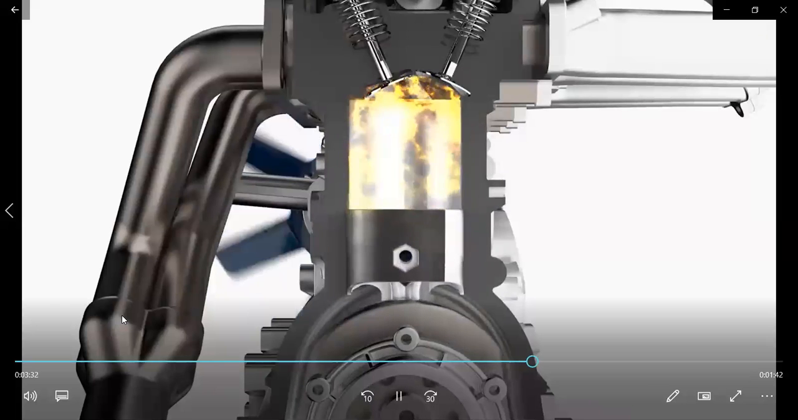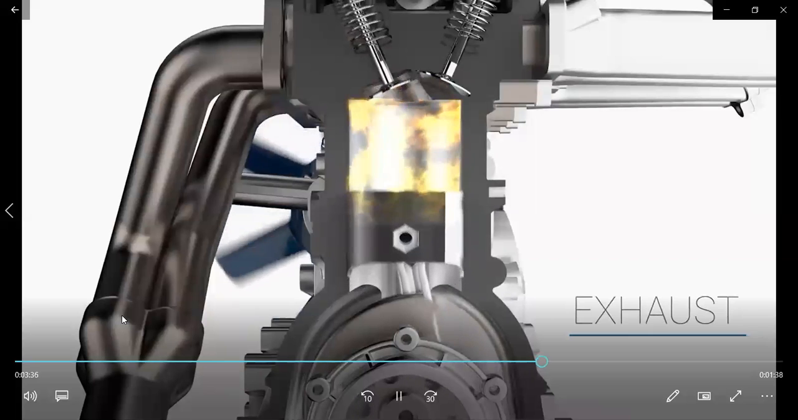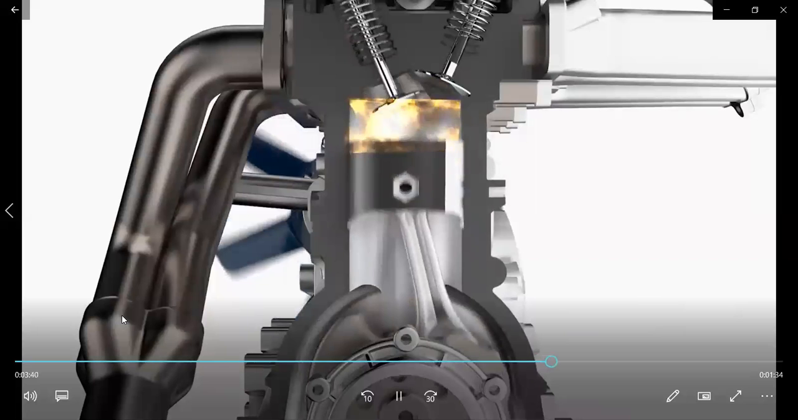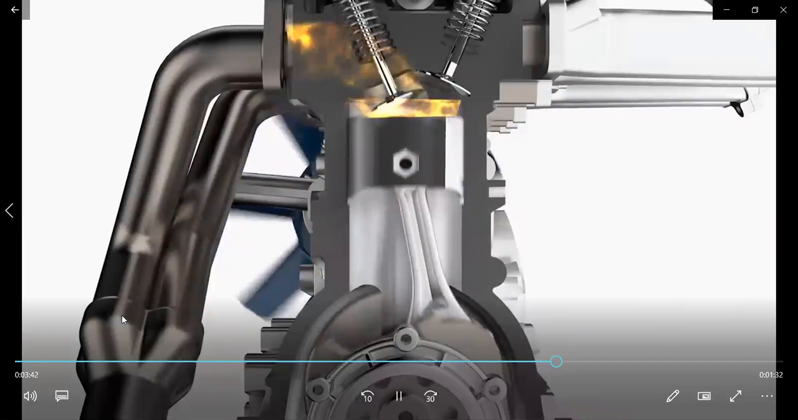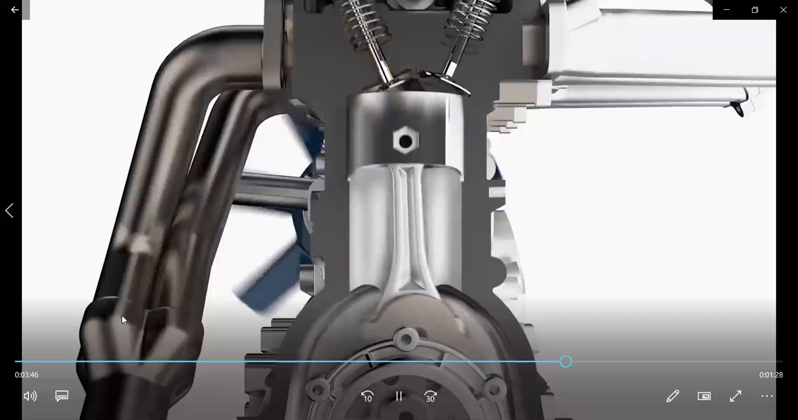Now, let's see the fourth and final stroke, which is called exhaust. During the exhaust stroke, the piston once again returns to the top while the exhaust valve is open. This action expels the spent air-fuel mixture through the exhaust valve.